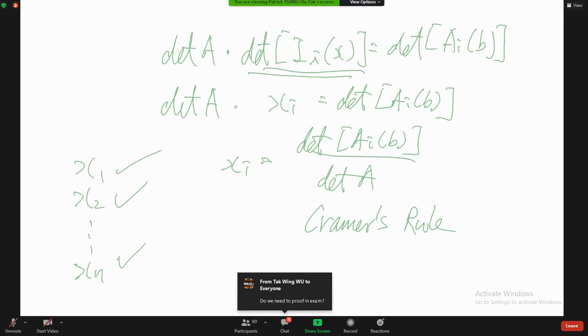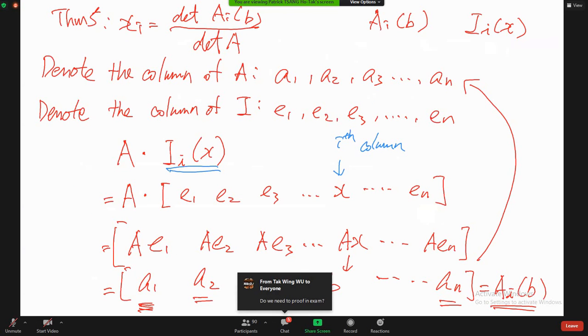So can I go back to the proof of, I mean the page 1? Okay, in this page. Okay, this is the page 1.